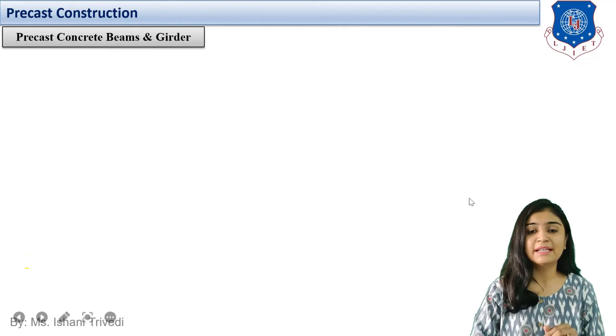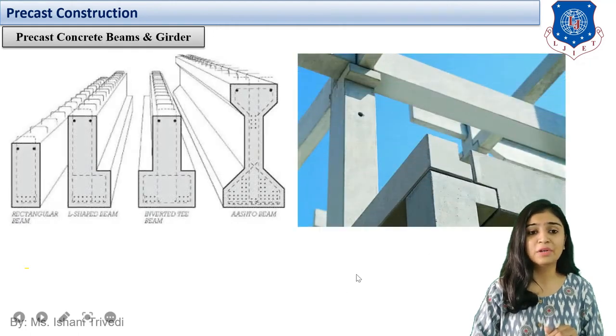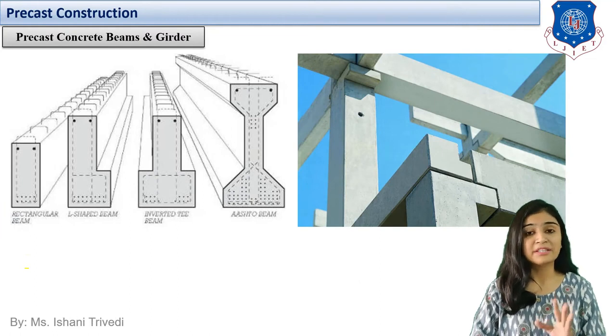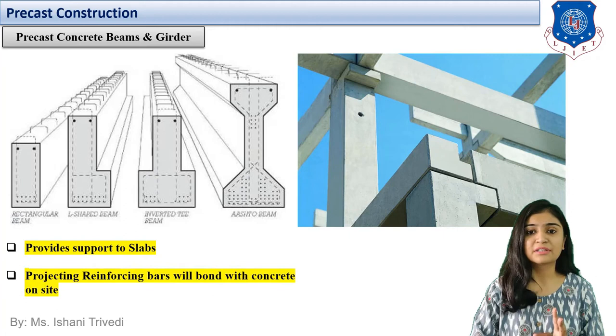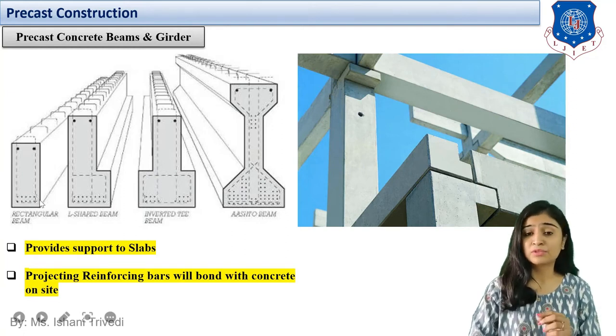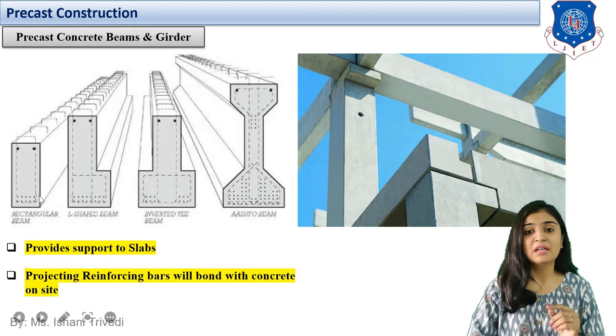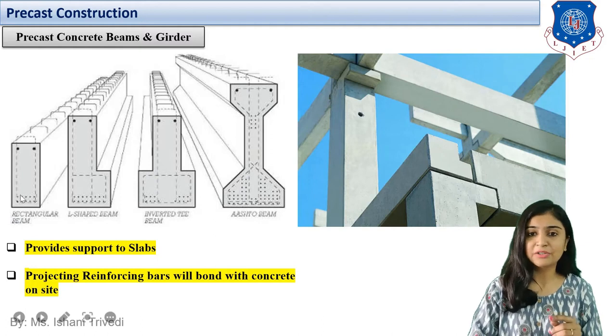Now moving forward, next we are going to take the second one, precast concrete beams and girders. The major concern over here is the beams, right? So let us try to understand the same. Over here we can see we have different shapes of beams. The first one is a rectangular beam. It is the simplest and most commonly used type of construction in any kind of conventional building, that is my rectangular beam.